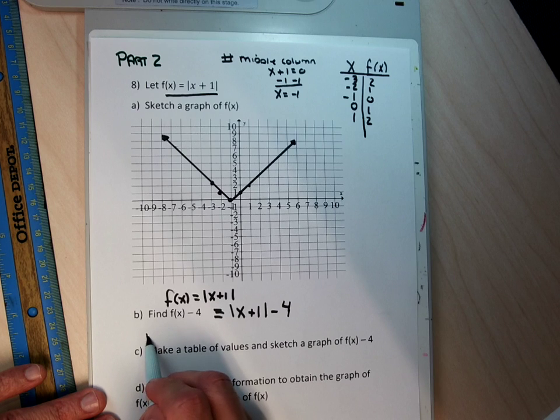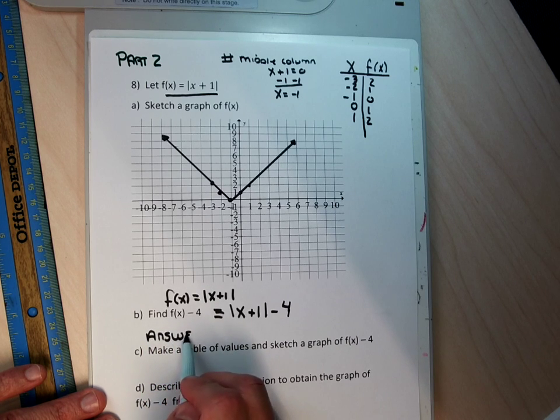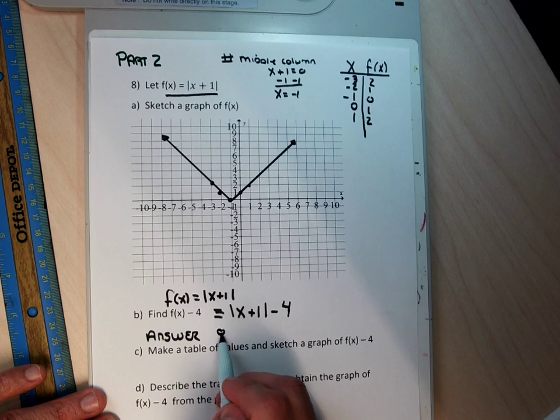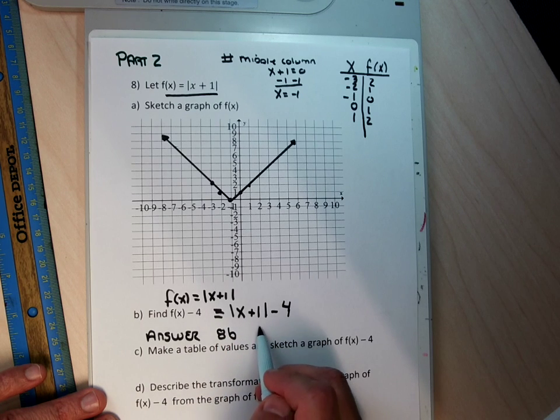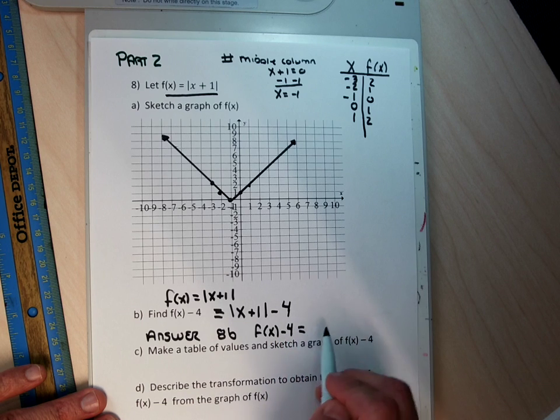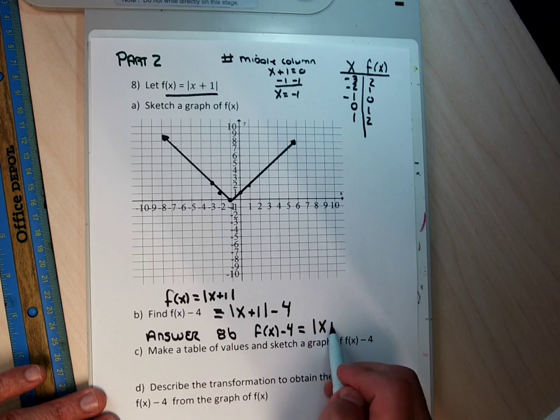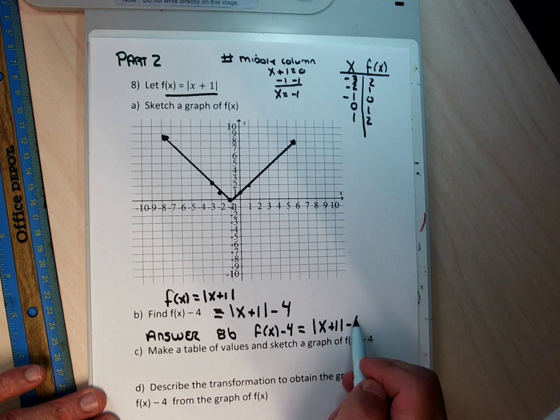So the answer to part B, the function that I'm looking for in number 8b, is f of x minus 4 equals the absolute value of x plus 1 minus 4.